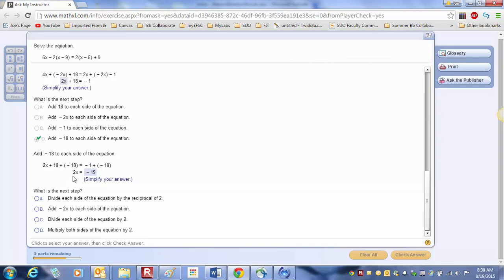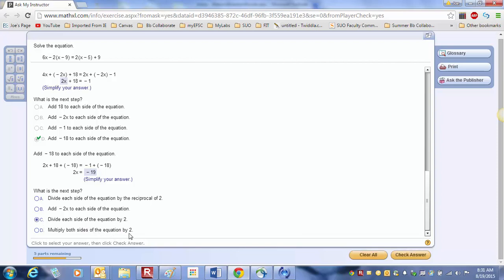I want to get 1x. The only way I can get 1x is either to multiply by the reciprocal of 2, which is 1/2, since 1/2 times 2 is 1, or divide by 2. 2 over 2 is 1. Add negative 2x. That's not going to help because we will cancel the 2x here, but then we'll have negative 2x here again. Divide each side of the equation by 2. Perfect job. That's what we want.